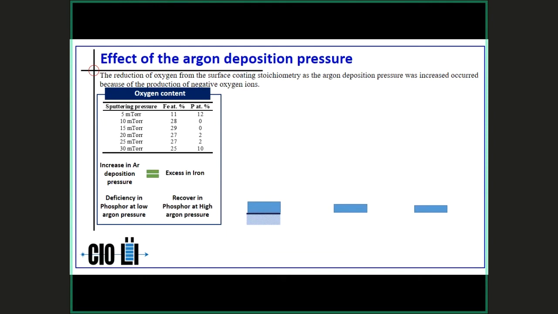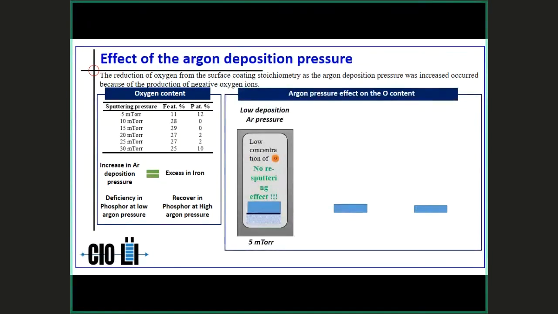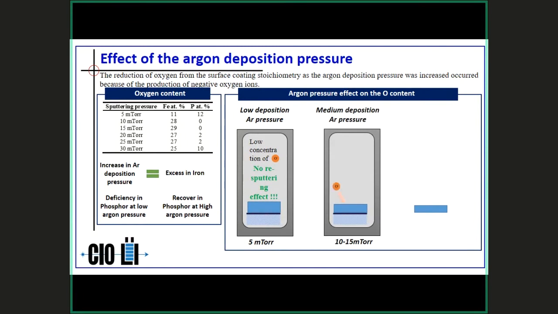But at the end, for the stoichiometry of the lithium iron phosphate. At medium deposition pressures, the negative oxygen atoms will do the resputtering of the film. If we follow the sputtering yield, the element that will be less affected is iron.